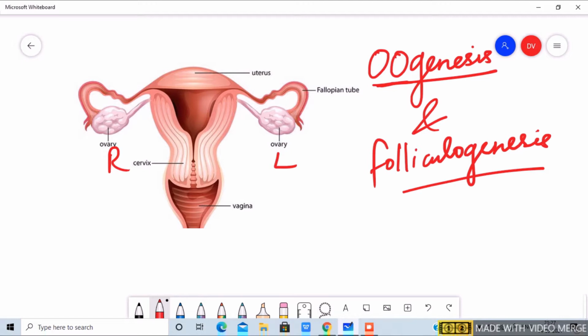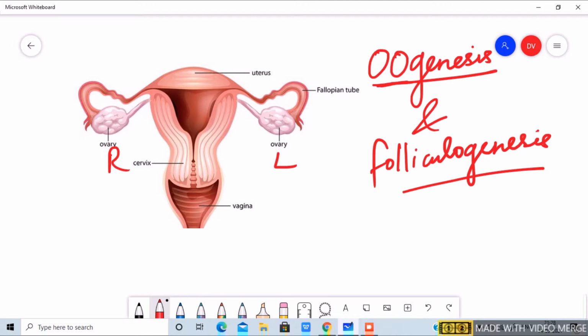For that it needs some nutrients and some protection. So who's doing that? There are certain supportive cells called follicular cells. How are they forming in the ovaries? Knowing about the formation of the follicles is known as folliculogenesis. So now you know what oogenesis and folliculogenesis are. Oogenesis is formation of the egg cell. Folliculogenesis is the formation of follicle.